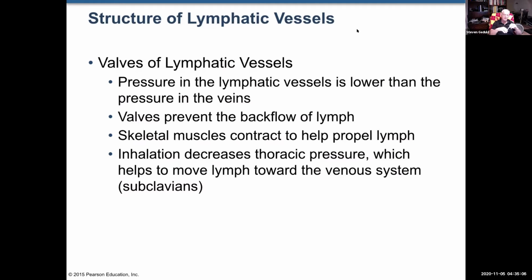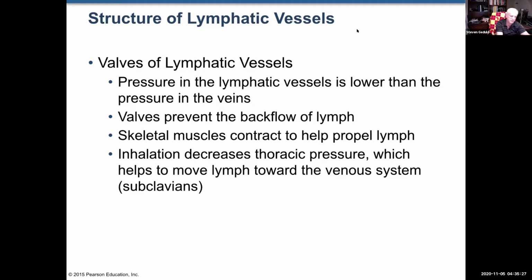Valves prevent the backflow of lymph, just like valves prevent the backflow of plasma in our veins. Skeletal muscles contract to help propel lymph, just like our venous system. Inhalation, a change in thoracic pressure, helps move the lymph towards the venous system, or subclavian veins, just like our venous system. So there are our similarities.